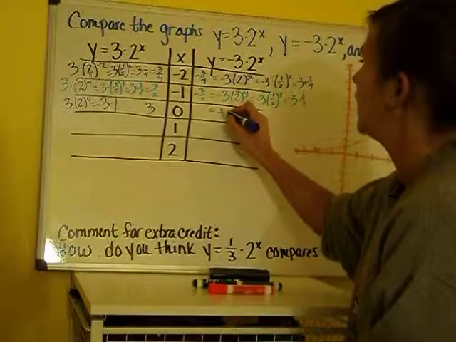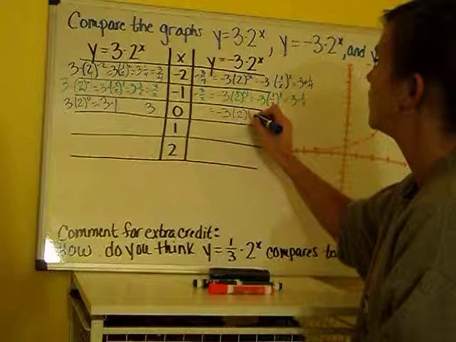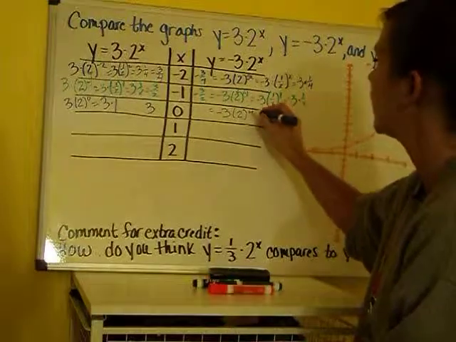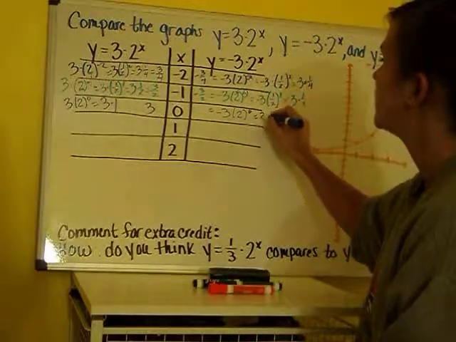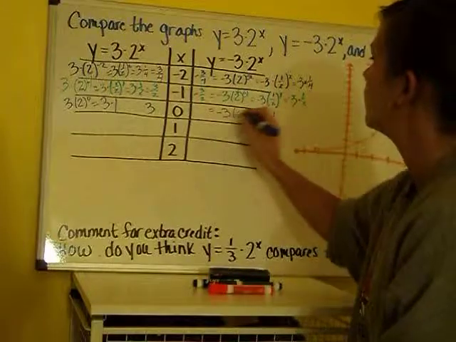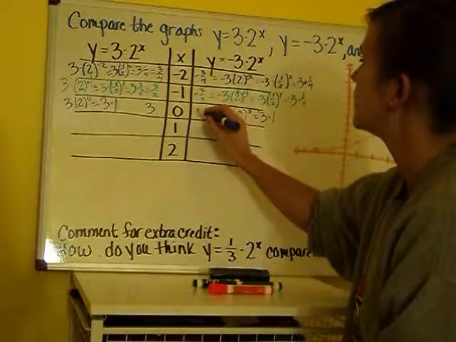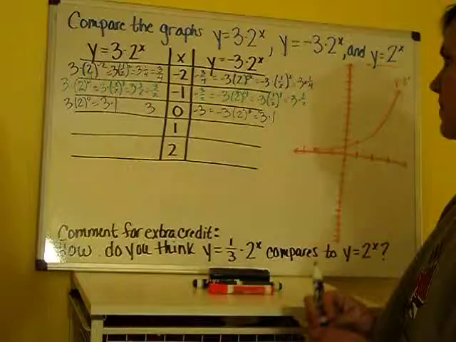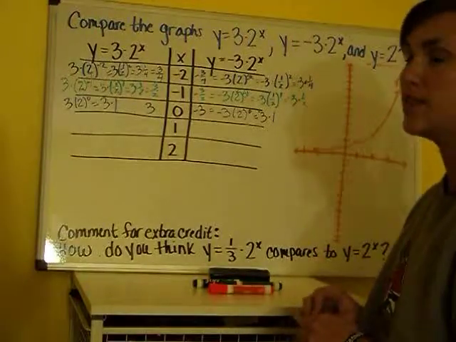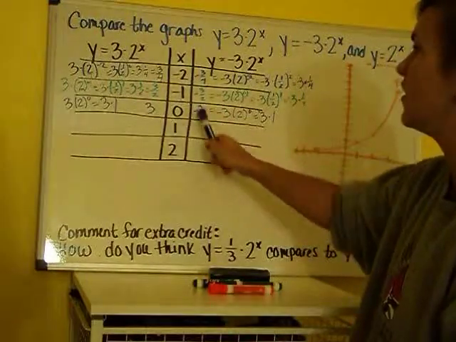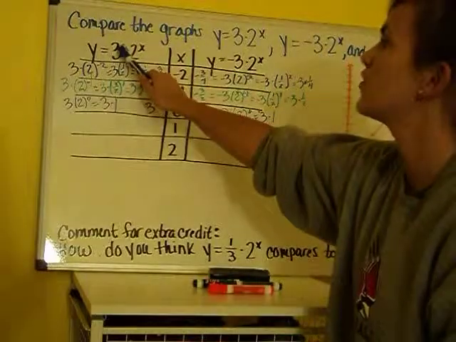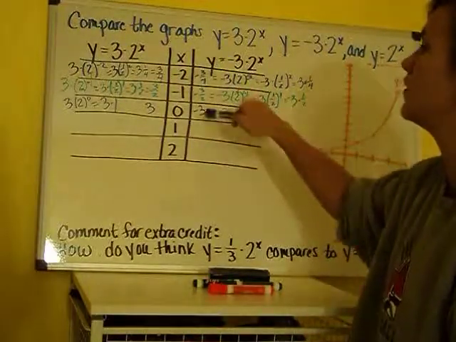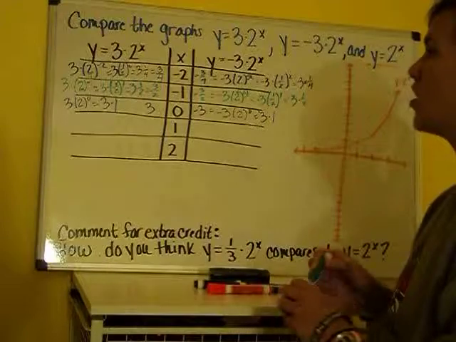Here we have negative 3 times 2 to the 0. Are you noticing a pattern yet? I really hope so. Anything to the 0 power is 1. Oops, that's negative 3. Negative 3 times 1 is negative 3. I really hope you're noticing the pattern. Here to here, here to here, here to here. What's the difference from here to here? That little guy.